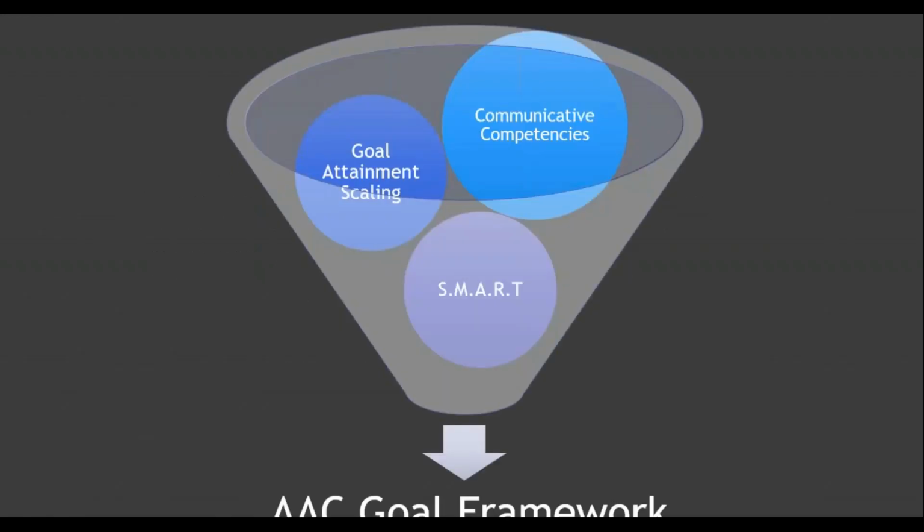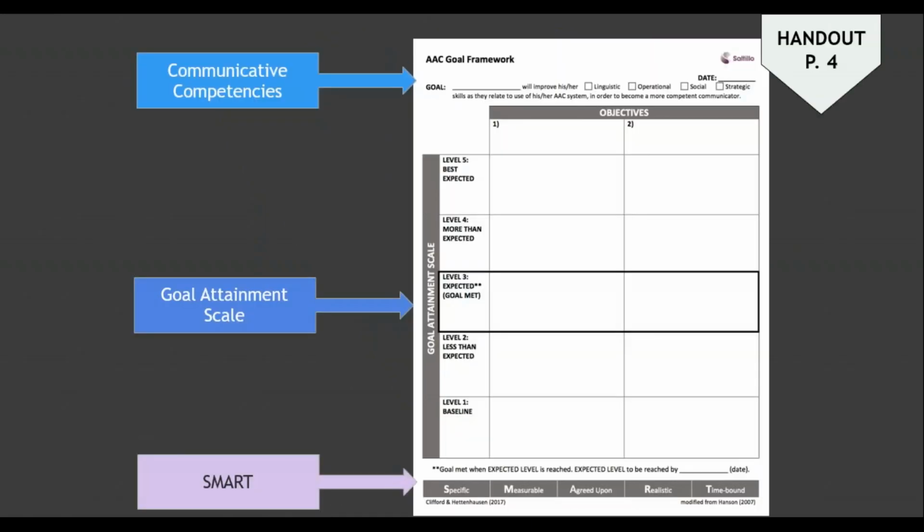Reviewing AAC and goal writing literature and pulling from personal experience as SLPs and consultants, we selected 3 important frameworks to use to create an AAC goal worksheet. These include the communicative competencies, goal attainment scaling, and SMART terminology. So this is our AAC goal framework sheet, and that is on page 4 of your handout. Each of those 3 elements that were in the funnel are incorporated into the development of this form. Let's spend time briefly discussing what each of them is and how you could use them.